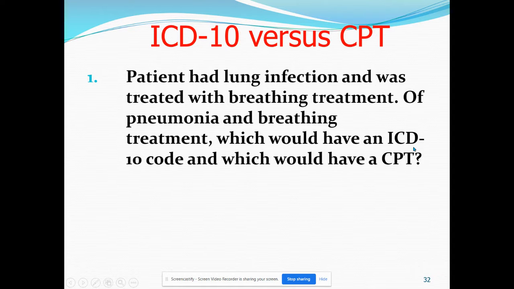So remember, D stands for diagnosis. Which one of these is your diagnosis? Pneumonia. So pneumonia gets the ICD-10, and then the treatment is a breathing treatment. So that's your CPT. That's your procedure.